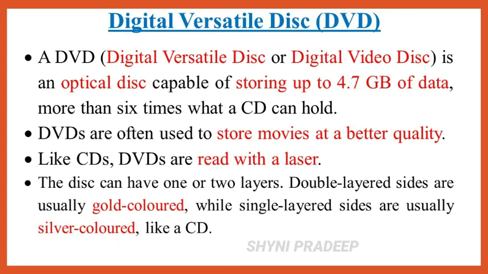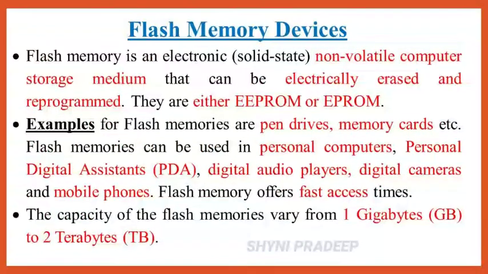Okay. Next let us see about flash memory devices. Flash memory is an electronic non-volatile computer storage medium that can be electrically erased and reprogrammed. They are either EEPROM or EPROM. Pen drive is an example of flash memory. In this pen drive, you can store the data and you can delete that data electrically and reprogram the pen drive. So it is called flash memory.